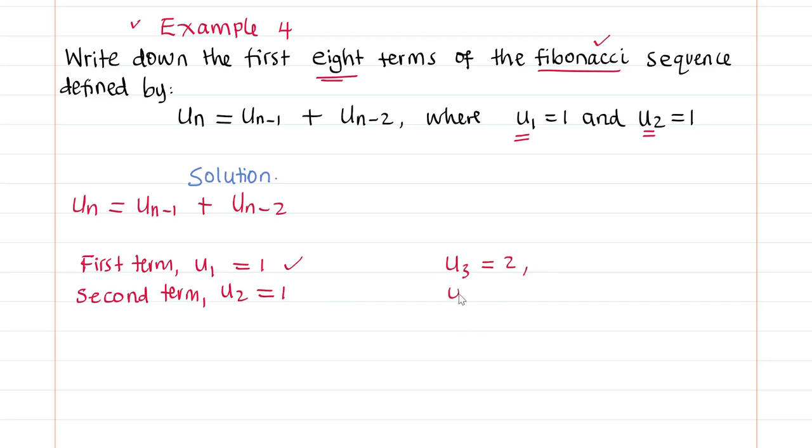And our fourth term u4 becomes 2 plus 1, right? 2 plus 1, it becomes 3. And then our u5 becomes 3 plus 2, 5. Our sixth term u6 simply becomes 3 plus 5, 8. Our seventh term u7 becomes 8 plus 5, 13. And finally our eighth term u8 becomes 8 plus 13, 21.